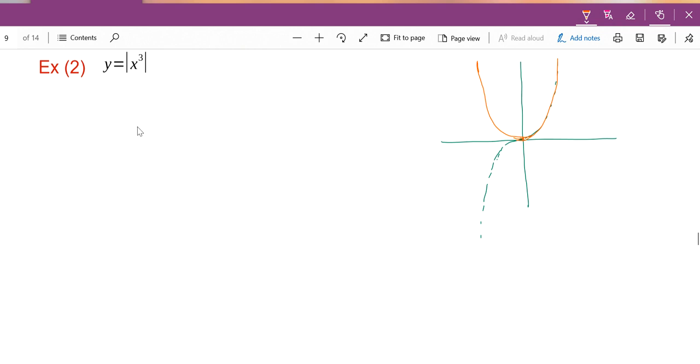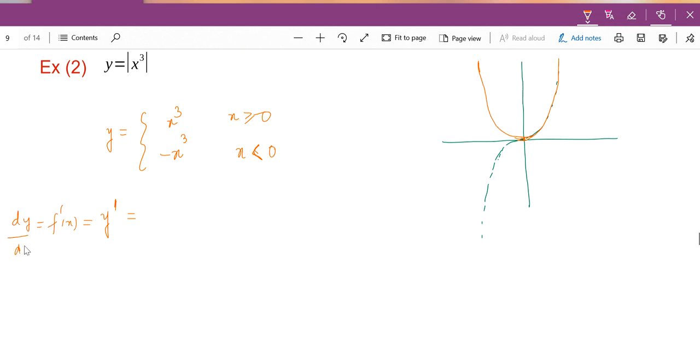What should I do? I should go to any one of those methods, right? The first one I don't like, so let's use the third one. Let's say my function is x cube when x is greater than or equal to 0, and using the modulus function definition, minus x cube if x is strictly less than 0. Now let's quickly find the derivative y prime. Writing y prime, f prime of x, or dy by dx, all are one and the same thing.